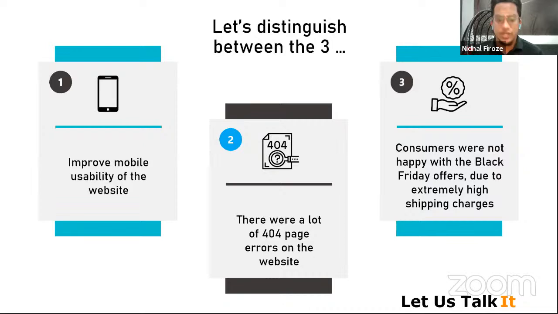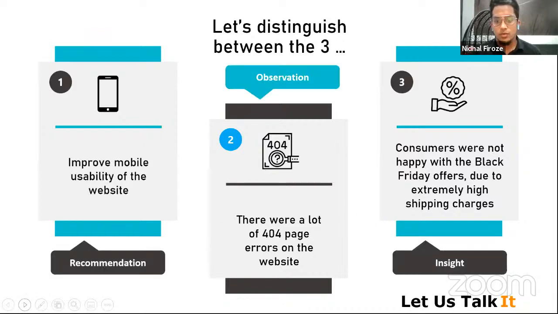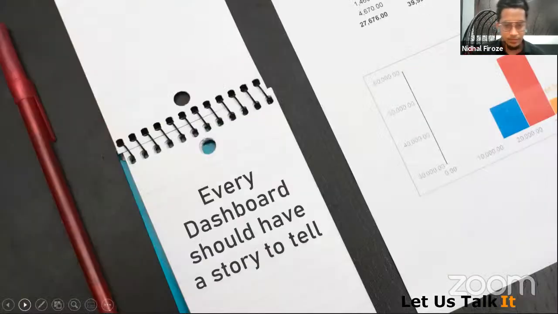Number two is an observation. You're just observing that there are a lot of 404 or page not found errors on your website. And then number three is something you're looking at in a bit more detail. That's an insight, which is a bit deeper. So people are not really happy because there are a lot of shipping costs for getting their products. That is not understandable by simply looking at your data. You need to apply some brains and spend some time with that data to come up with that kind of analysis. And finally, one is a recommendation. So there you go. Two is an observation, three is an insight, and one is a recommendation.